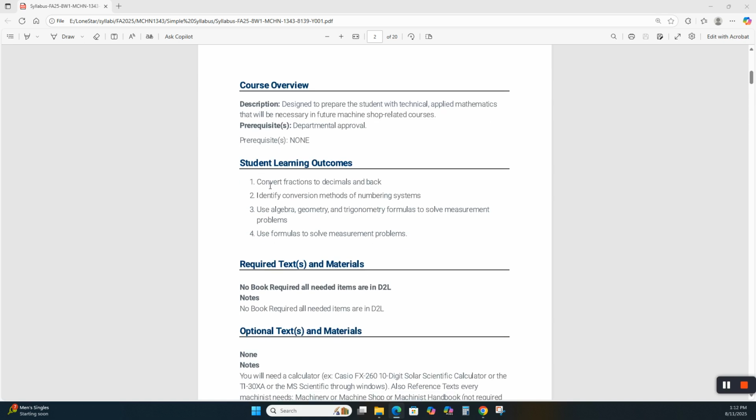These are your student learning outcomes. You're going to convert fractions to decimals and back. You'll identify conversion methods of numbering systems. You're going to use algebra, geometry, trigonometry, formulas to solve measurement problems. And you'll use any other formulas to solve measurement problems also.